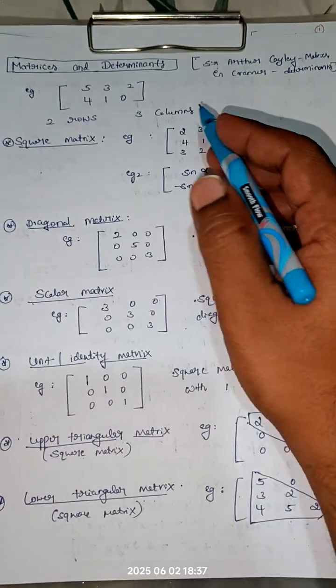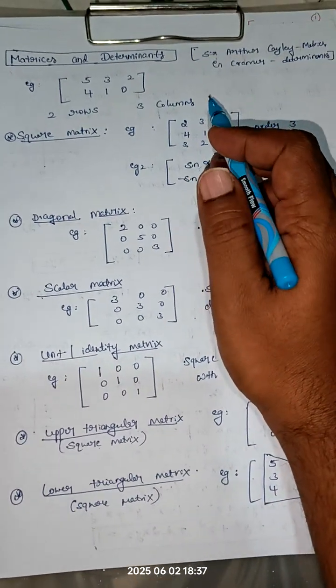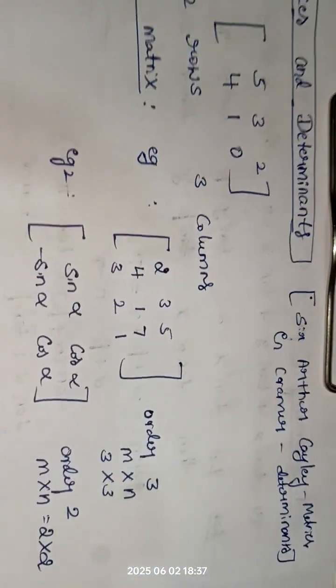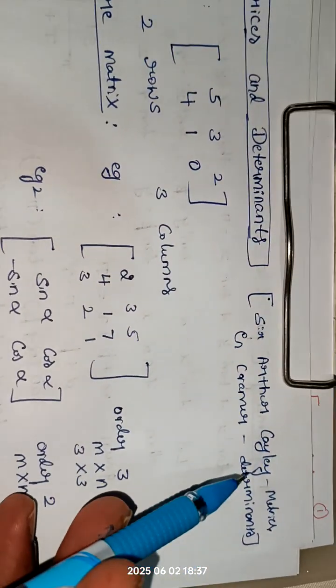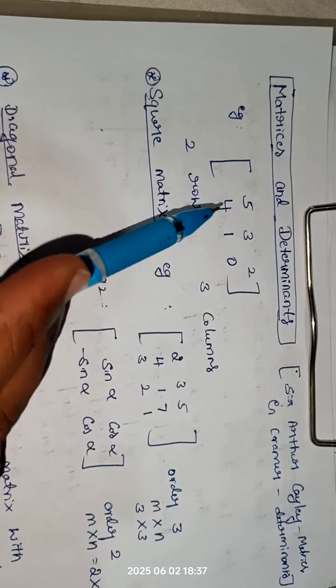So in this video, we are going to see matrices and determinants, the basics of matrices first of all. So for this, we should see that Sir Arthur Cayley invented the matrices and Cramer invented the determinants.